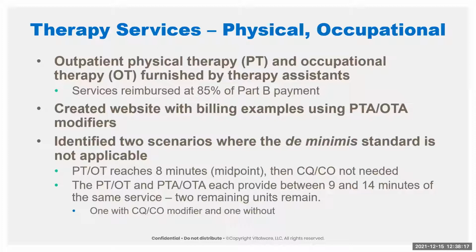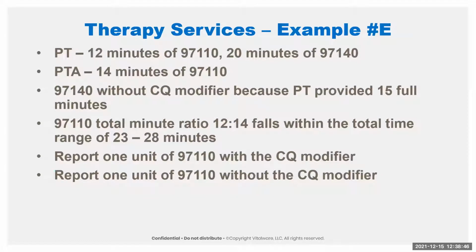So when you have an instance where the physical therapist and the therapy assistant each provide between 9 and 14 minutes of the same service, then when you're counting the little time units, in that instance, you would report one service with the modifier and one without. So that is kind of shady, but they do give us some examples. And I did use example E from the CMS website.